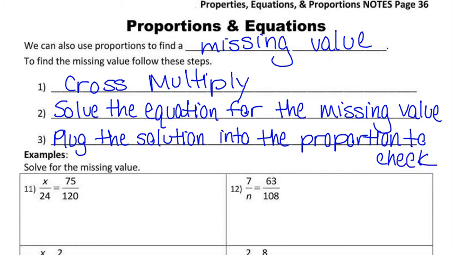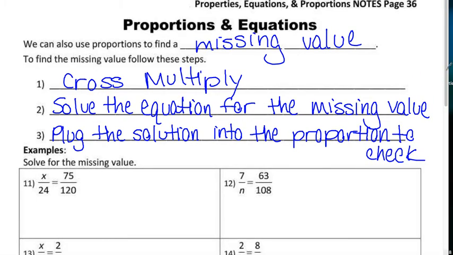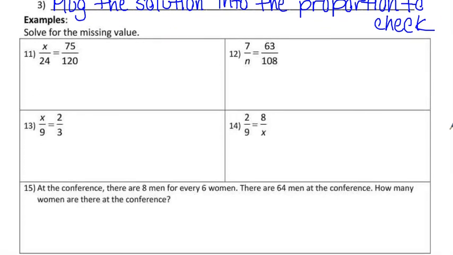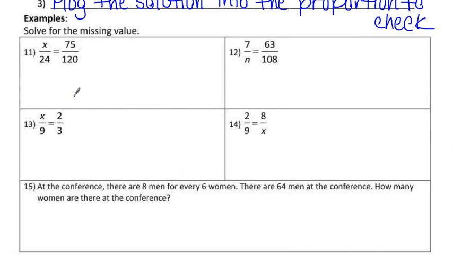All right, so let's do some examples. If we do the first example, I always like to try to start my butterfly where my x is. So x times 120. I always put the coefficient first, which would be 120. 120 times x, I can't multiply that, so it's just going to be 120x. Then if I do the other side, I'm going to do 24 times 75.